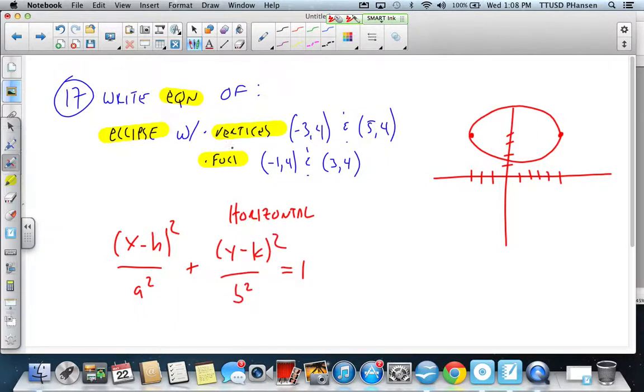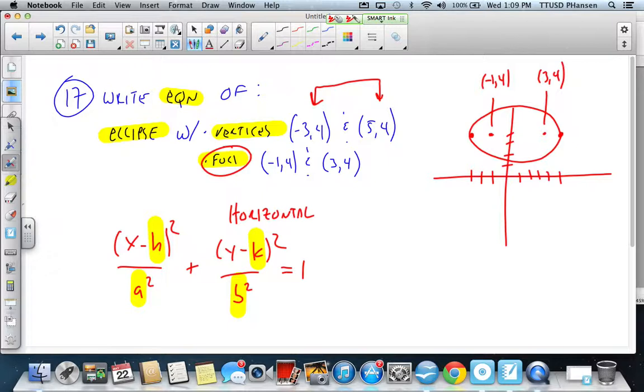And then I also have these guys, -1, 4, and 3, 4. So my task is to figure out what's h, what's k, what's b, and what's a, given that information. So you need to know all of your definitions. First thing, figure out h, k. h, k has to fall exactly halfway between the vertices.